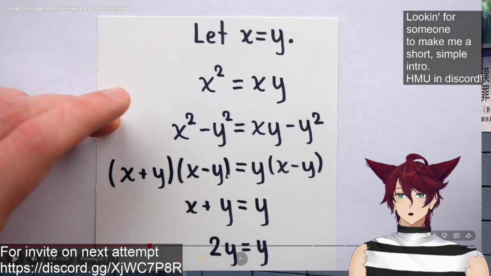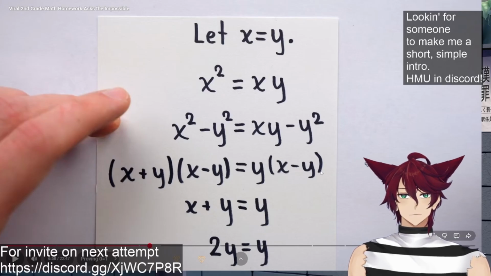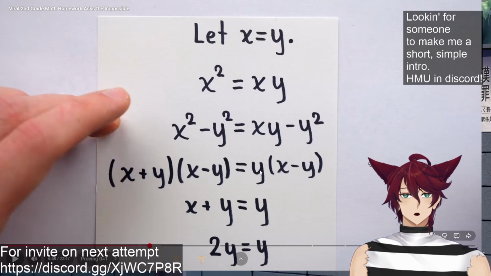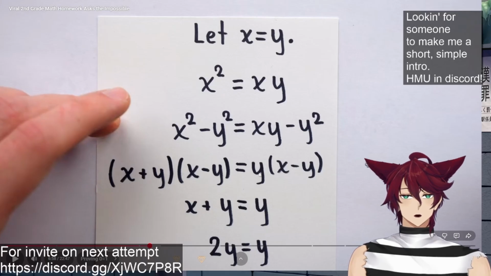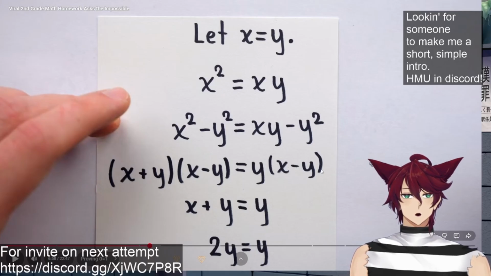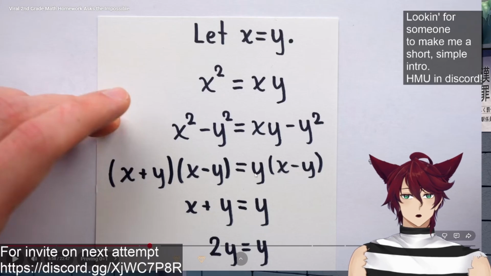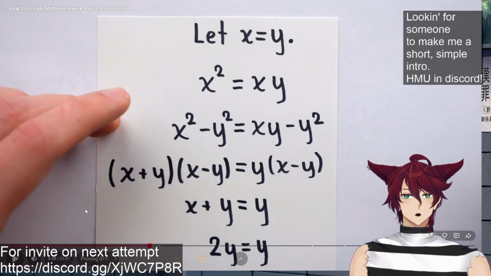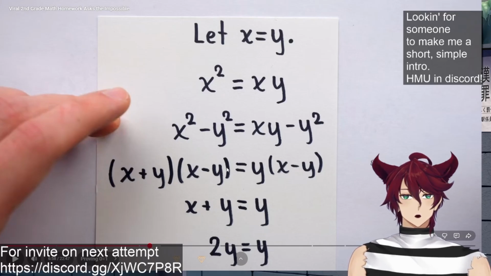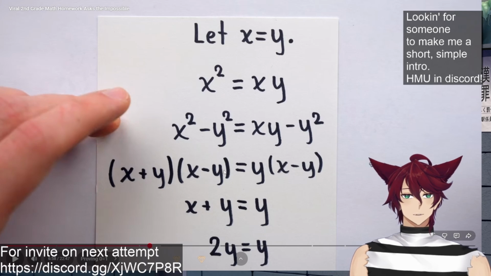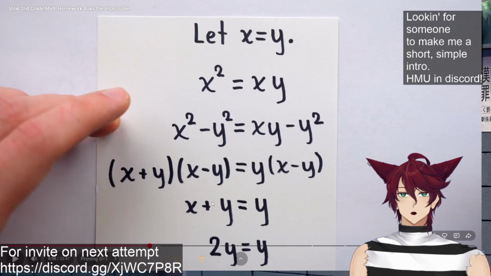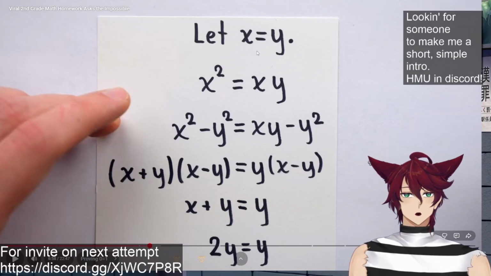x plus y, x minus y, that's fine. You're basically factoring out an x, so it's x times x minus x. And then here, there's x plus x times x minus x. I think it's because we're basically saying 0 equals 0, and you can do some funky stuff with 0.